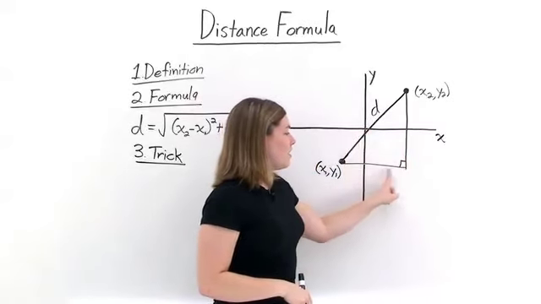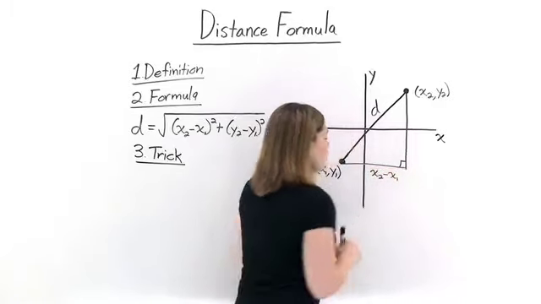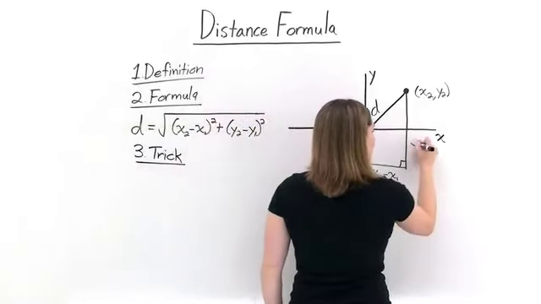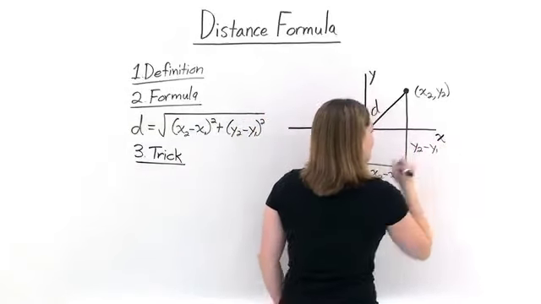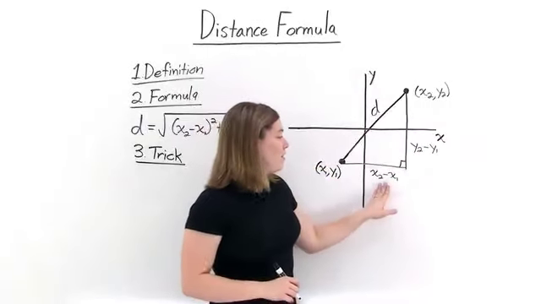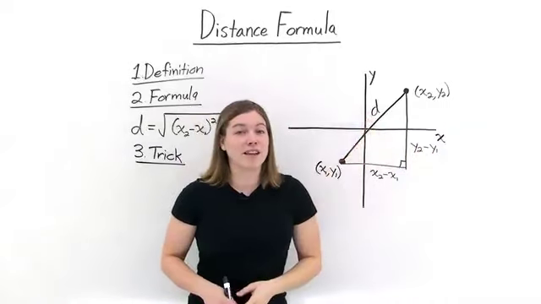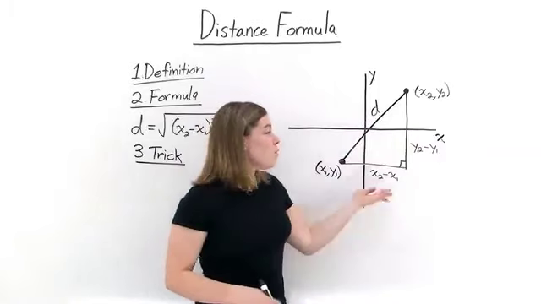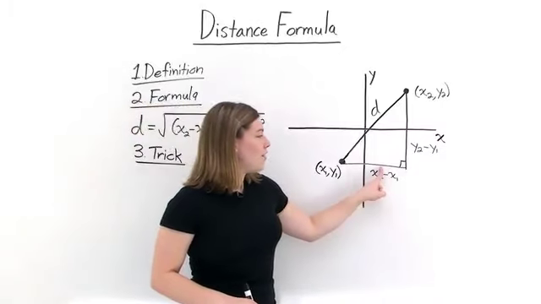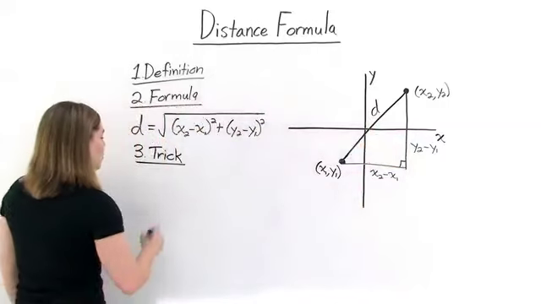Now the distance of this line segment is the distance between our 2 x coordinates, x sub 2 minus x sub 1. The distance of our other line segment is the difference in our y coordinates, y sub 2 minus y sub 1. Well, now we have the distance of this side, the distance of this side, and then d representing the distance of our longest side. Since we have a right triangle, we can now use the Pythagorean theorem, which is side squared plus side squared equals hypotenuse squared. So let's write that out.